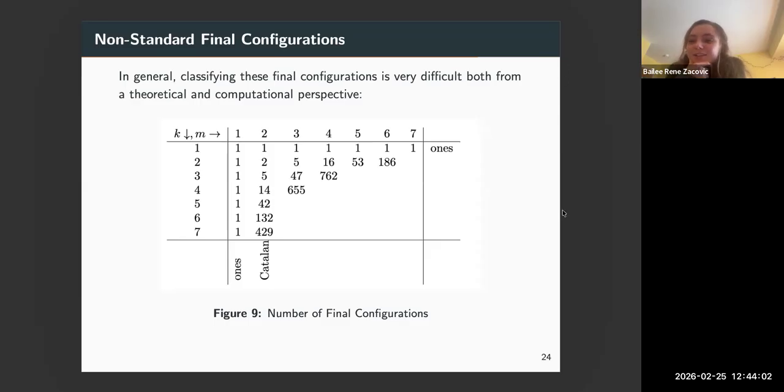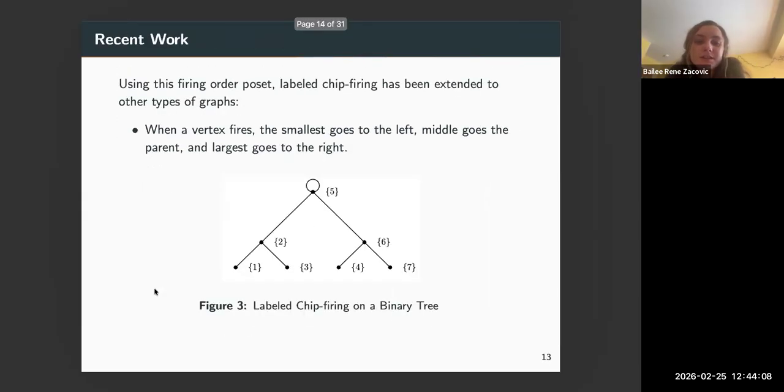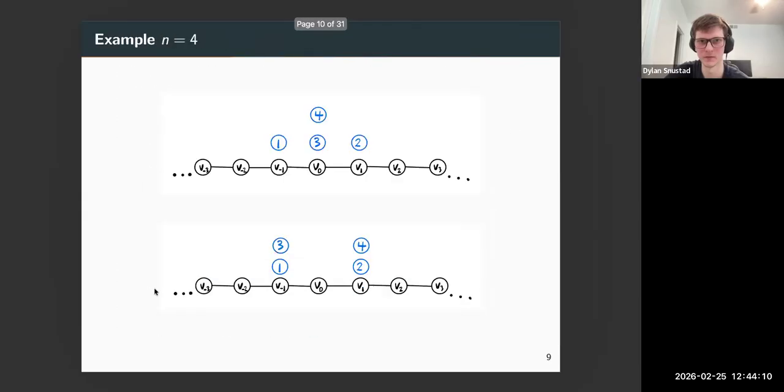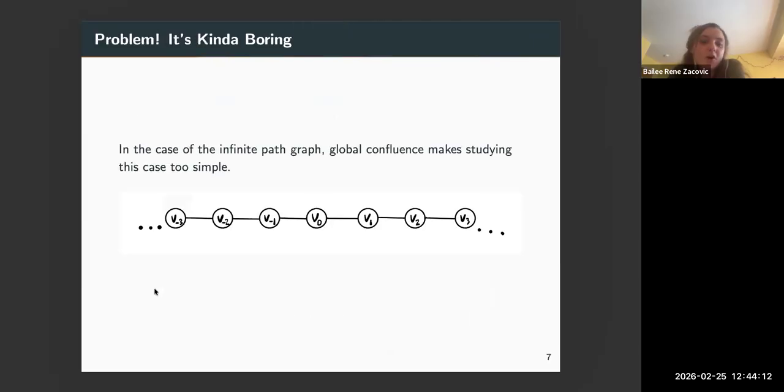I might have a quick question, Dylan. If you go back to the infinite path at the very beginning, in the even case you said that regardless of your firing pattern, you always get the fully sorted permutation of chips at the end. In the odd case, can you characterize all the possible permutations of chips, or at least describe their features?